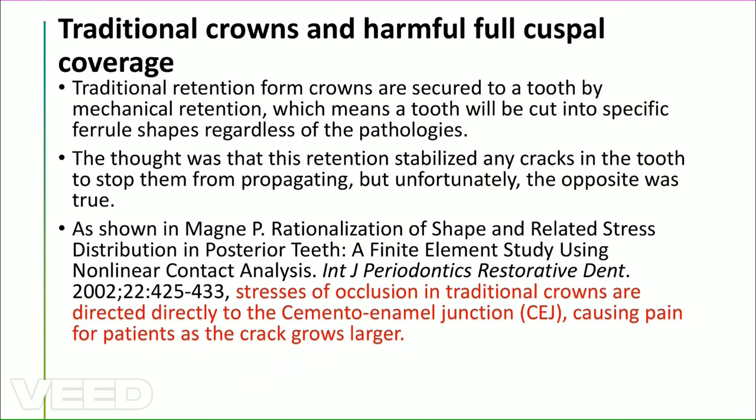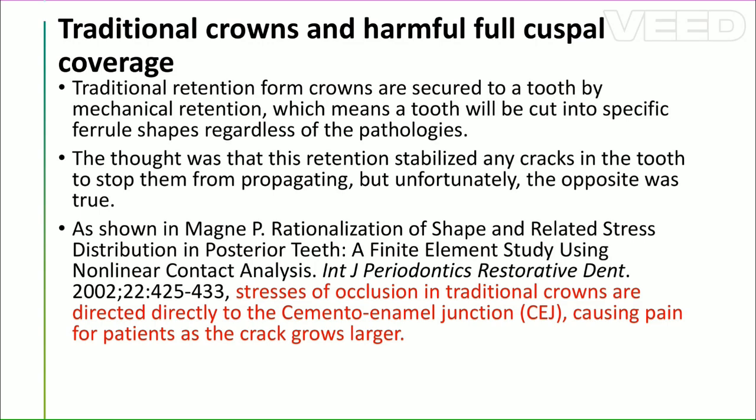So, traditional crowns and harmful full cuspal coverages. Traditional retention form crowns are secured to the tooth by mechanical retention, which means a tooth will be cut into specific ferrule shapes regardless of the pathologies. The thought was that this retention stabilized any cracks in the tooth to stop them from propagating. But unfortunately, the opposite was true.